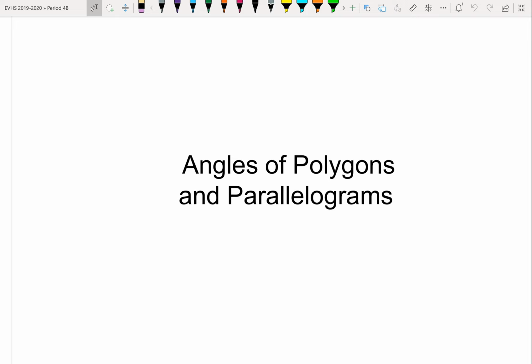So we're starting off on a new unit. We're starting off on polygons and specifically parallelograms towards the end of the lesson today. Now, just remember where we started off in this whole geometry process. We started off with the very basics of geometry. We talked about the three undefined terms.